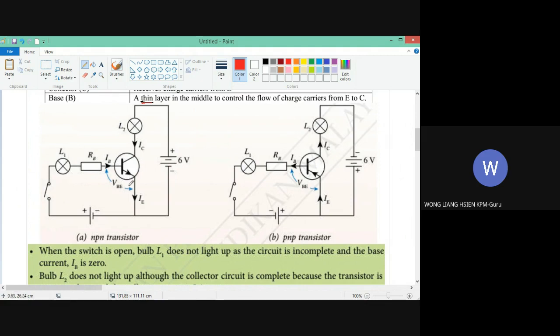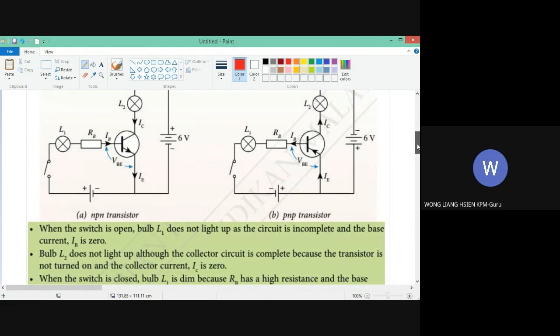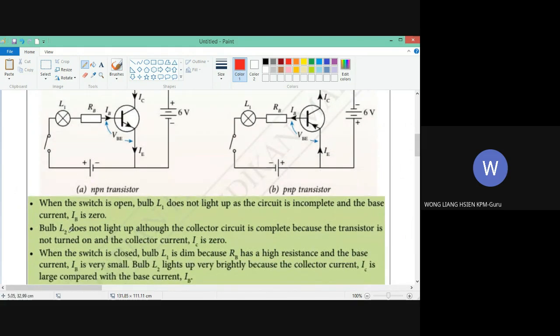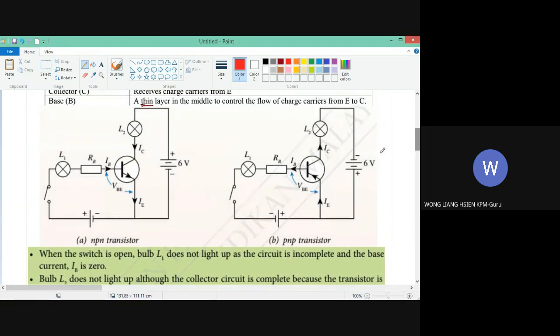So if the voltage here is 0, then that means the transistor is turned off. Current cannot pass through. Bulb L2 does not light up, although the collector circuit is complete, because the transistor is not turned on. So if it is not turned on, the collector current is 0. So here, this bulb is not turned on. Even though you see this one is complete, current cannot flow because the transistor is not turned on.